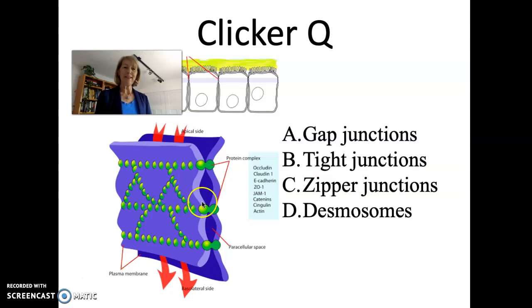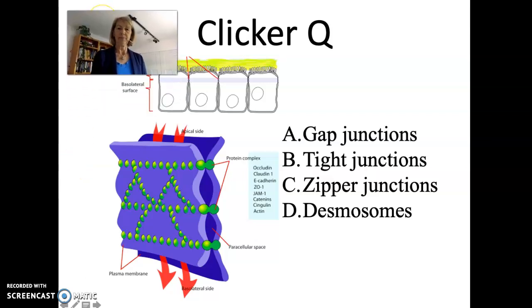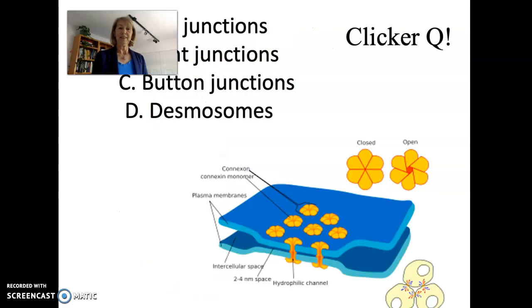Let's throw some clickers at you. So if you had something like this, and I was showing you, oh, look at this connection between cells, and it looks like this, right? Where you have lots of sewing along there, then what would you call it? Not zipper connections. It's not alternative C. I'm going to skip over and let you figure that out.